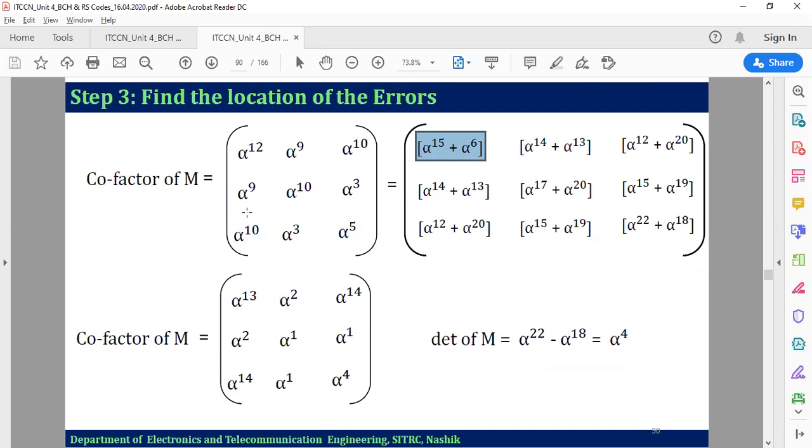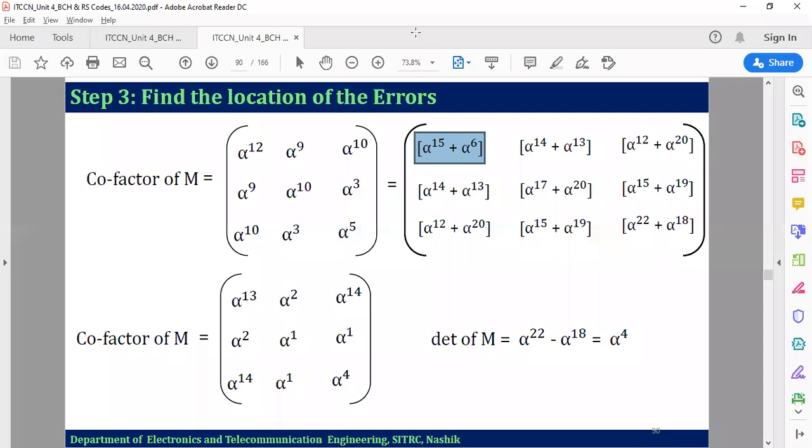Cofactor of m is given by, if you are finding out the first element of the cofactor of m, that means first row, first column element, then you have to leave the first row and first column. And what is the remaining part? This is your remaining part. So alpha 10 into alpha 5, take the determinant of this matrix. So alpha 10 into alpha 5 and alpha 3 into alpha 3, that is alpha 6. So this is your first element of the cofactor.